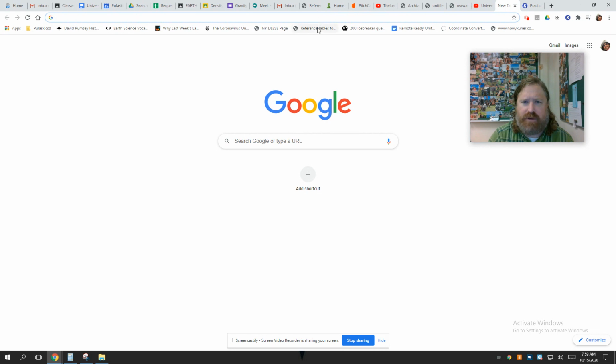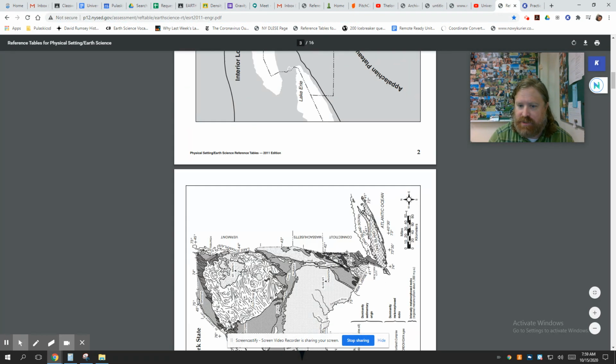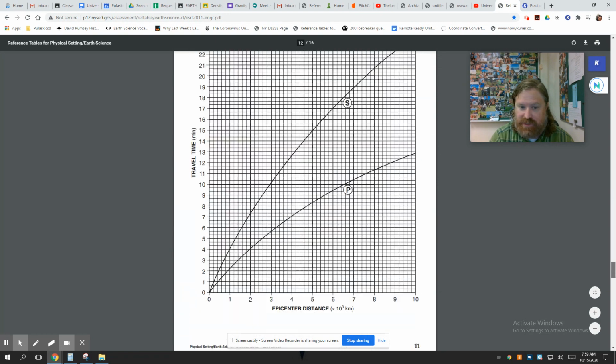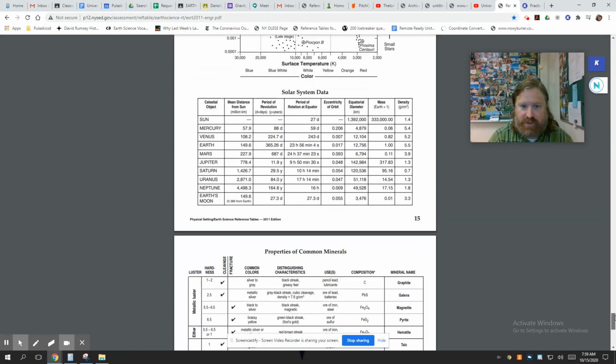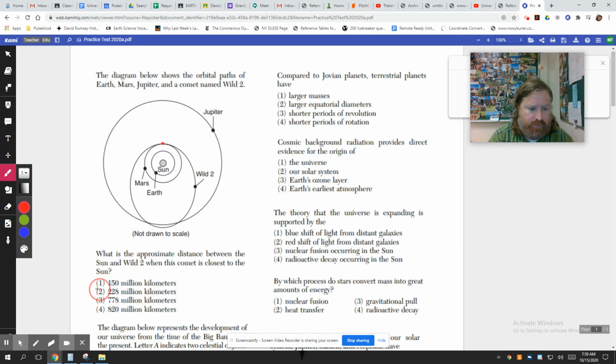So you grab yourself your Earth Science reference table. And all we got to do is see how far away Mars is. And once you break down the question, it really is that easy. That question really just says, how far away is Mars? So you go here and you say Mars, 227.9 million, which is pretty darn close to 228.